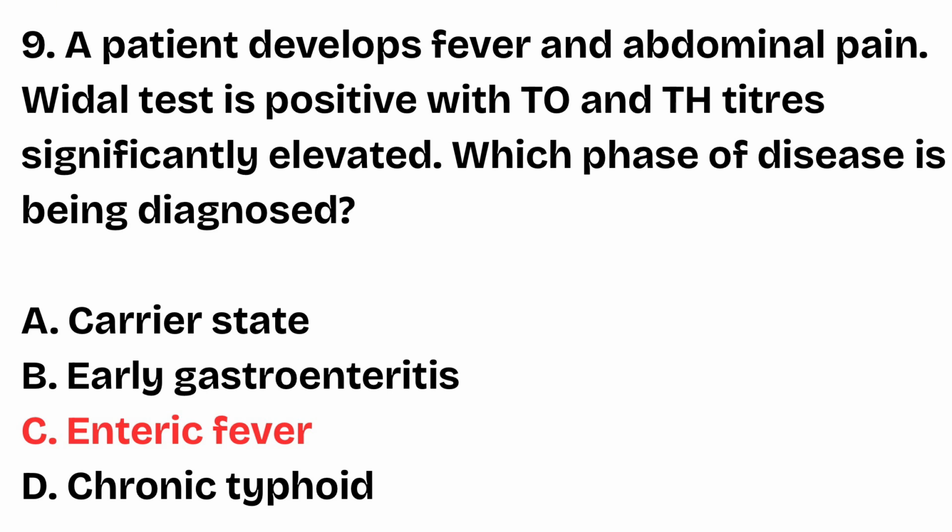A positive Vidal test with elevated TO and TH antibodies indicates an active Salmonella typhi infection. This pattern is characteristic of enteric fever or typhoid fever.